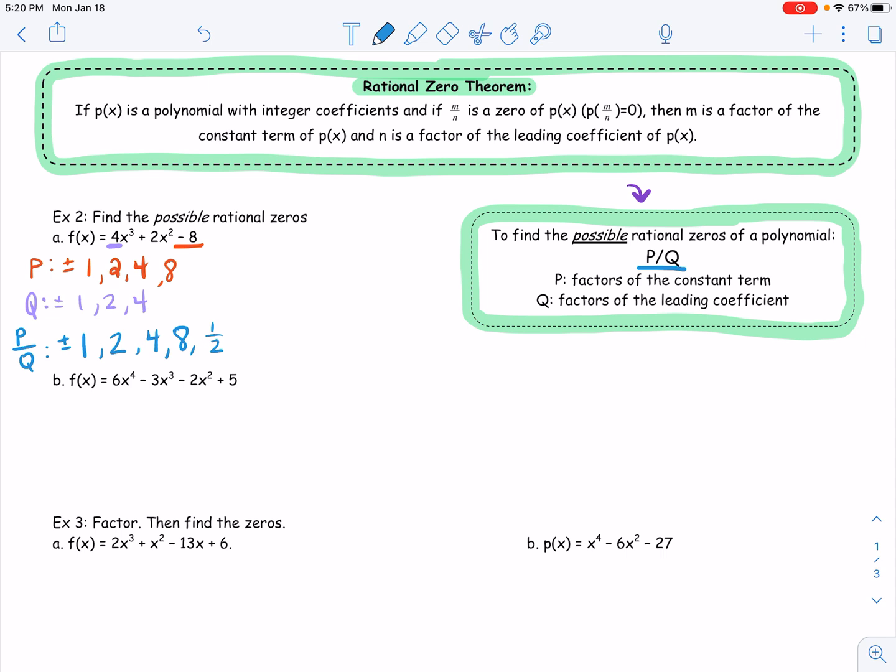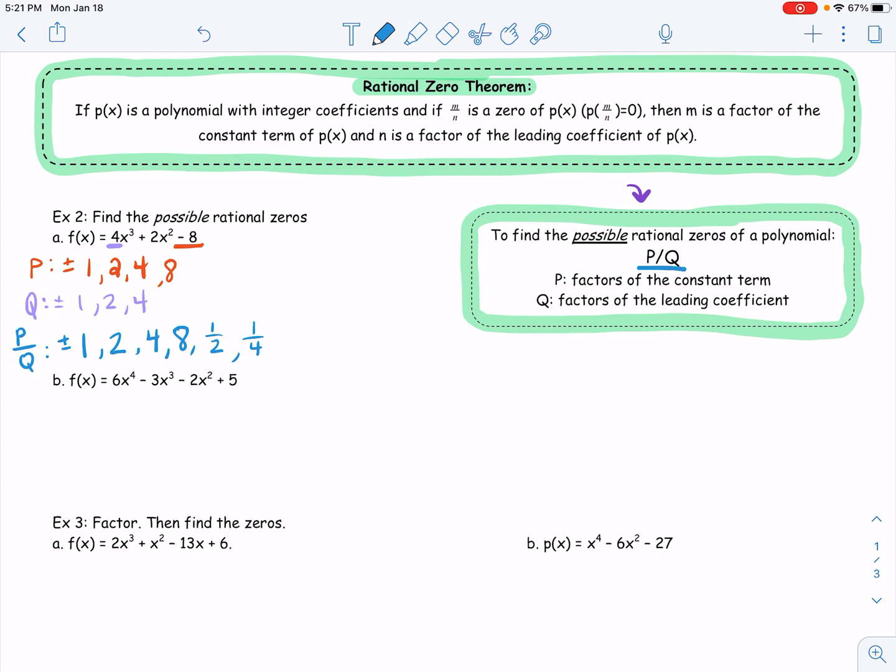So that was nice. And then moving to that last Q, I could have 1 over 4, which is 1/4, 2 over 4, which is 1/2, which I already have written down, or 4 over 4, which is 1, which is already in my list. So notice we most of the times don't have to write every single scenario, because a lot of them are going to repeat themselves.